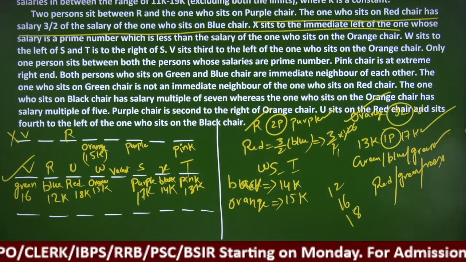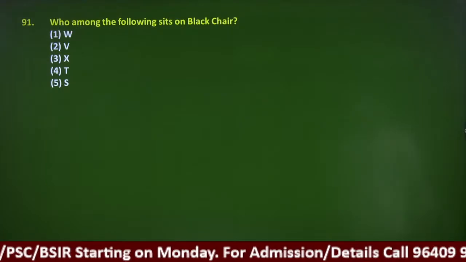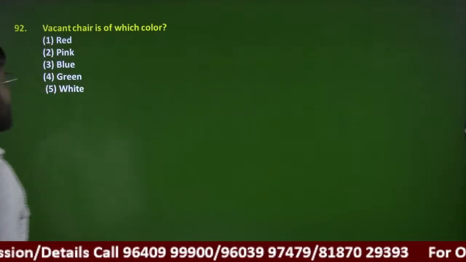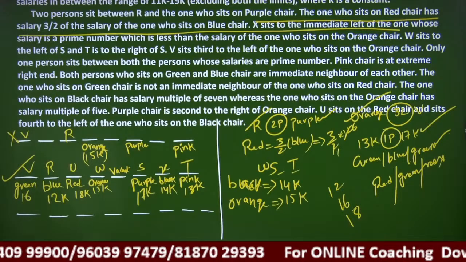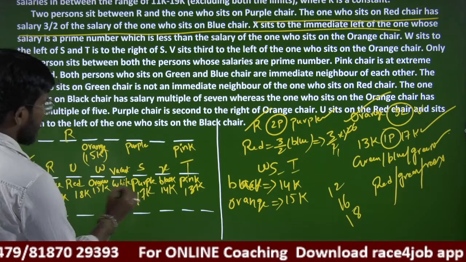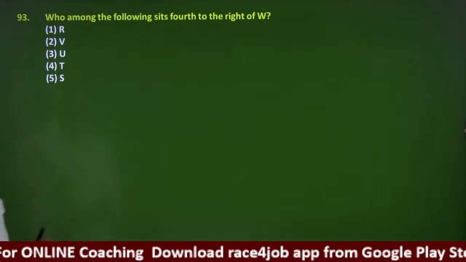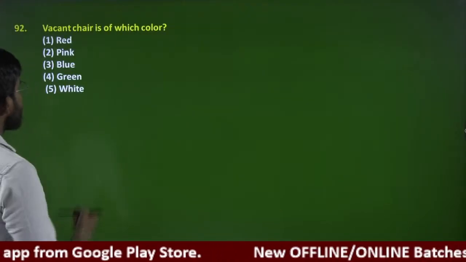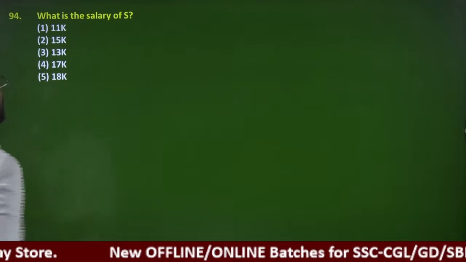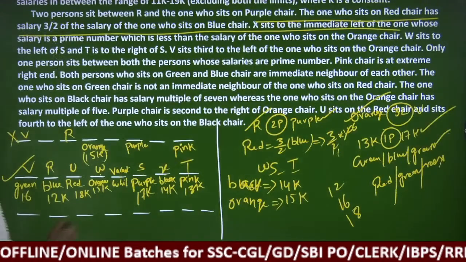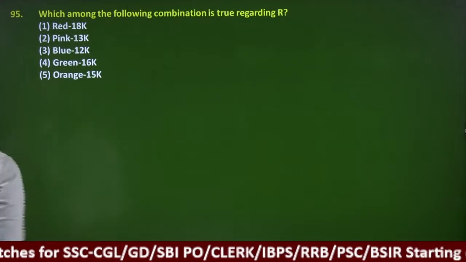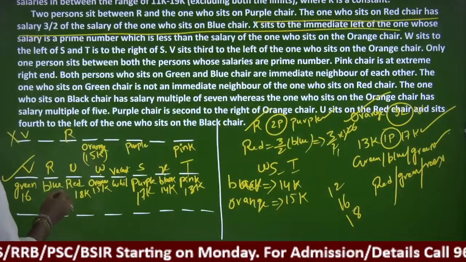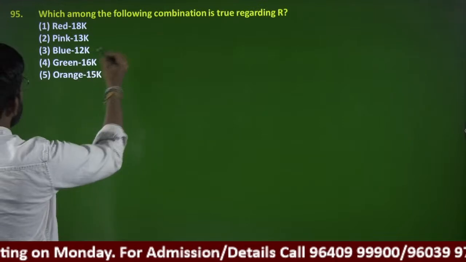Okay, who sits on the following sits on black chair. Black chair meeda evaru unnarandi ikkada, x ane person unnaru. Vacant seat is of which color, vacant seat ke color ivachu, white color ivachu, white color remaining ade kada unnadi ikkada, white color. Who among the following sits fourth to the right of W, W ki fourth right, W is here 1 2 3 4, fourth right is T, pink T ane person. What is the salary of S, S yokka salary entandi, 17k. Who among the following combination is true regarding R, red 18k, R blue 12k antunam, R blue 12k.